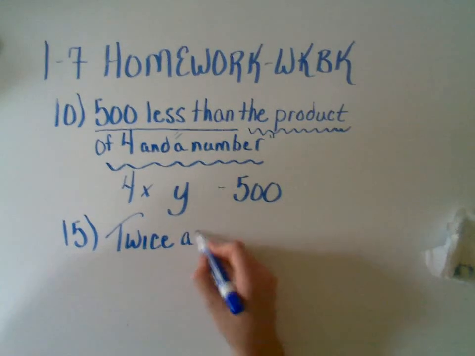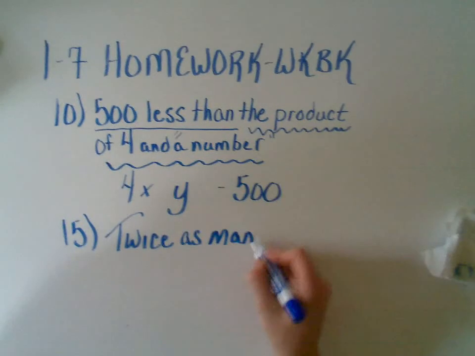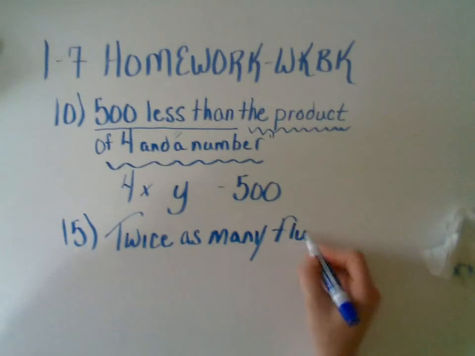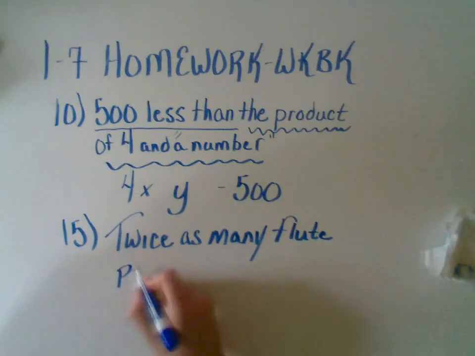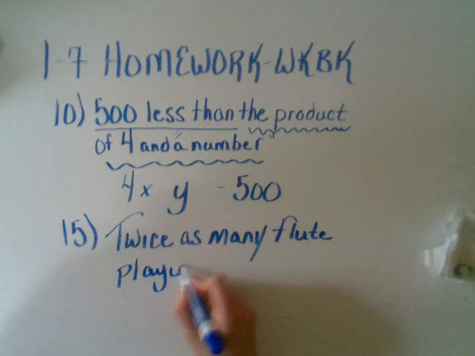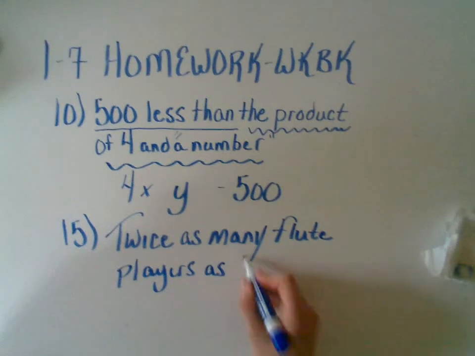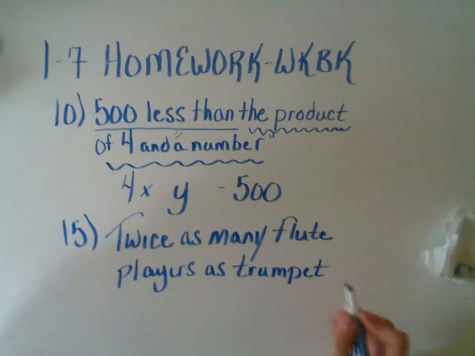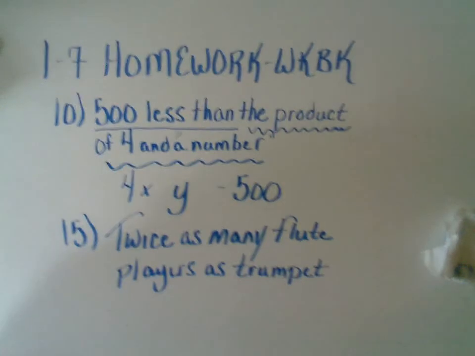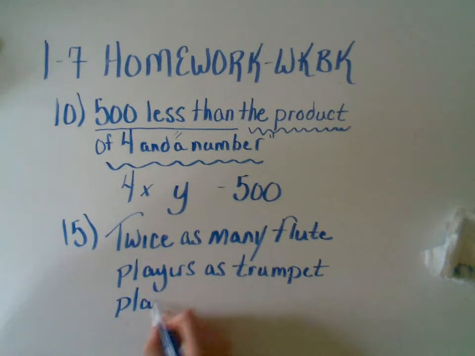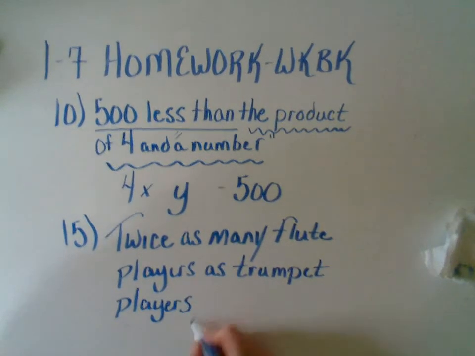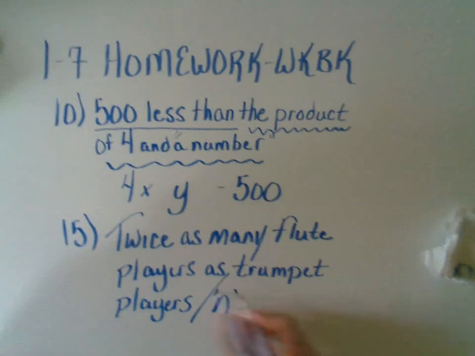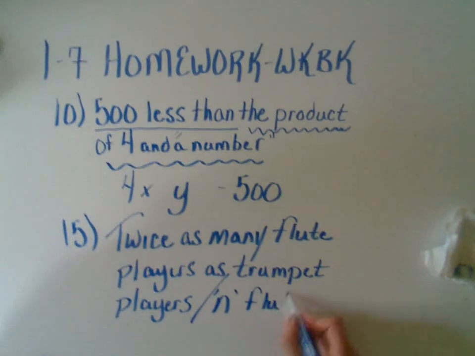So we're told here that there's twice as many flute players as there are trumpet players. And then we're also told that there are n, because that's the number they gave us. It's not me making it up. N flute players. So this is one of those rare times they actually told us what variable is going to be involved in the problem.